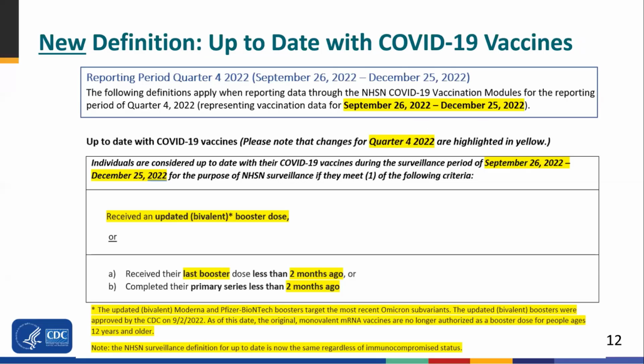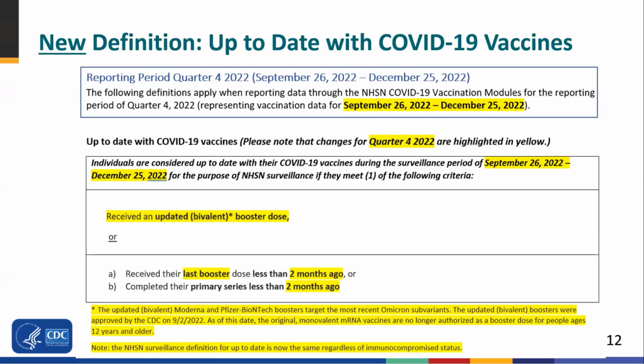condition. This slide shows the new definition of up-to-date COVID-19 vaccination that should be applied for weeks beginning Monday, September 26, 2022. The items in yellow are updates compared to the previous up-to-date definition.